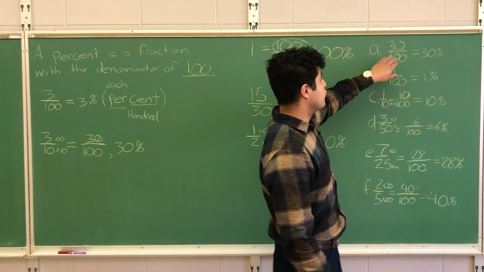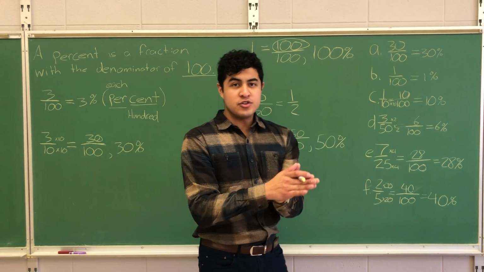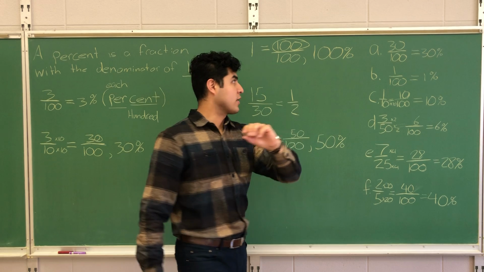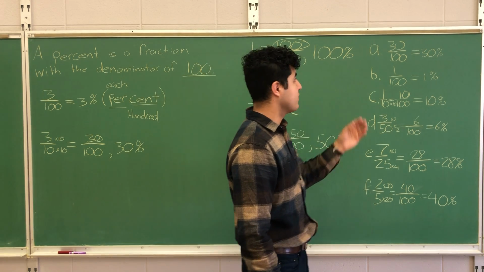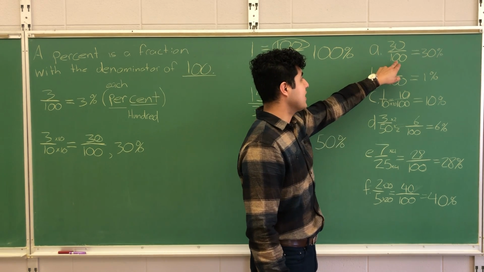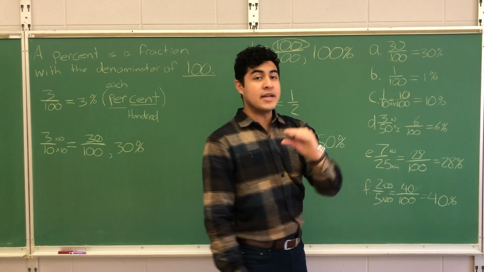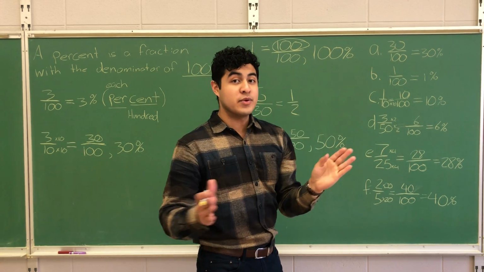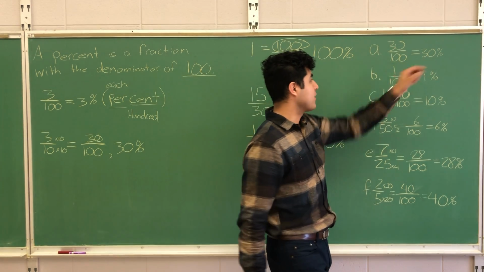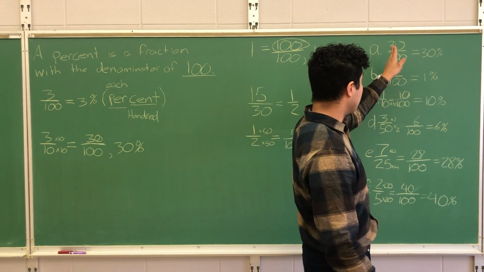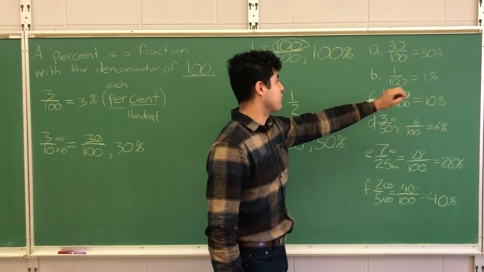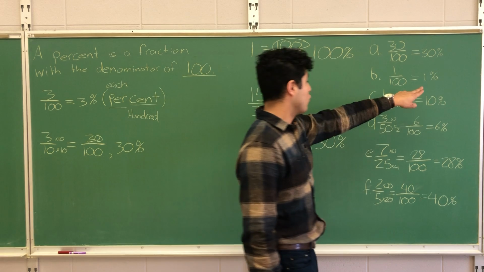So whenever you see the 100 and you're asked to convert it into a percentage, just look at the numerator, okay? So in this case, 30 over 100, very easy. Because its denominator is already 100, you don't have to do anything else. You just take the numerator and that becomes the percentage. So 30 over 100 is 30%. 1 over 100 is 1%.